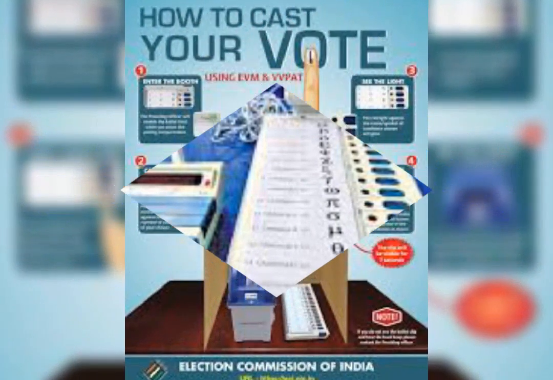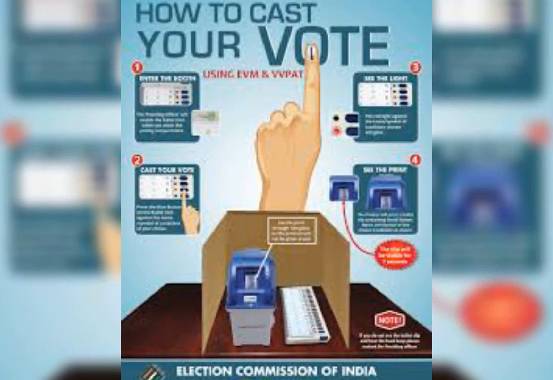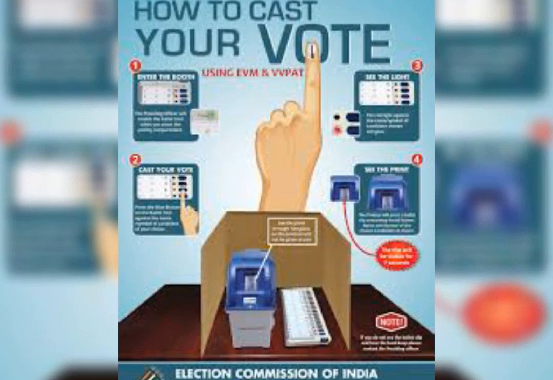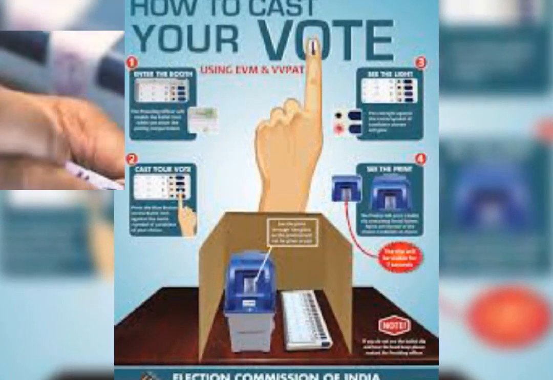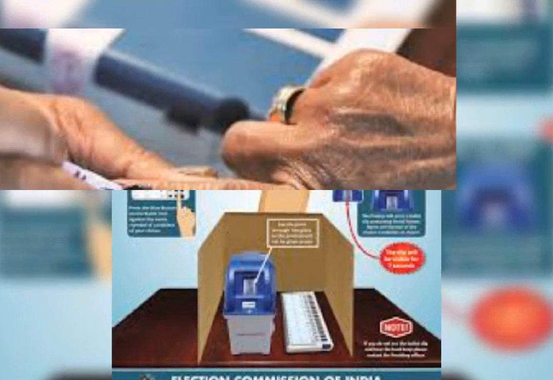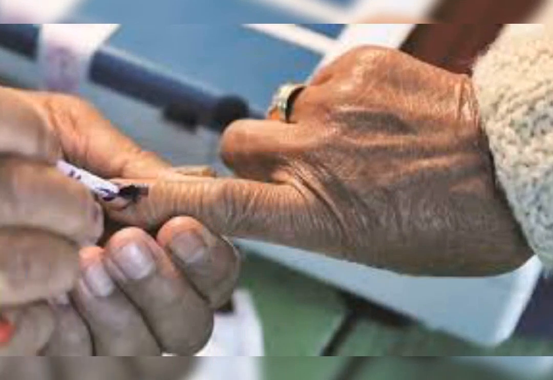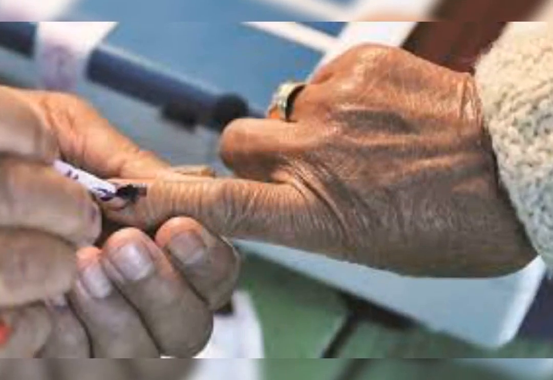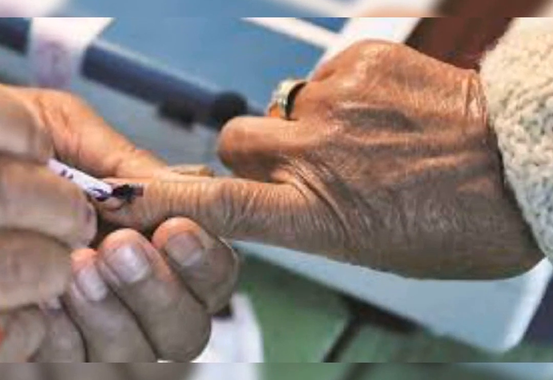Counting of votes and declaration of results. After the polling is over, the EVMs or ballot boxes are sealed and transported to the counting centers. The counting of votes is done under the supervision of the returning officer and observers appointed by the Election Commission. The candidate who gets the highest number of votes in a constituency is declared as the winner. The results are announced by the Election Commission on its website and through media.